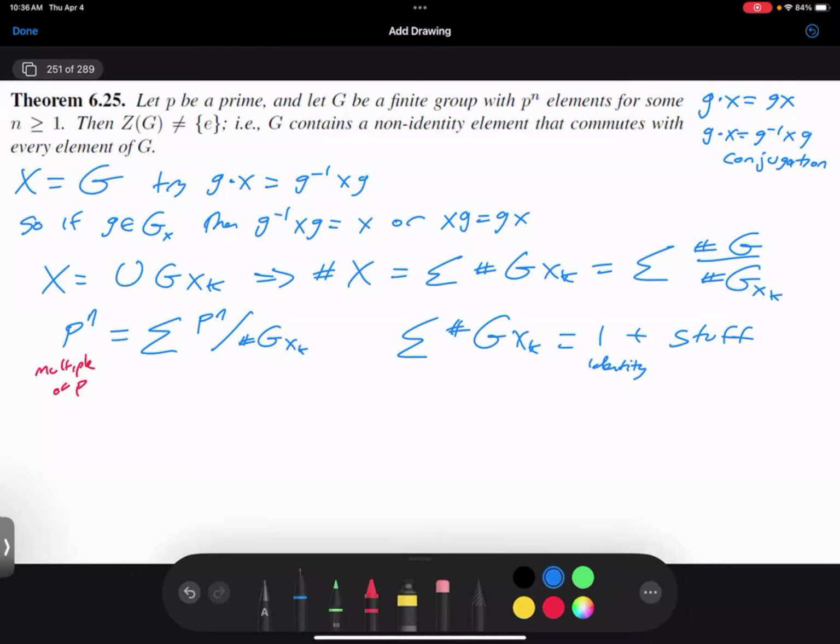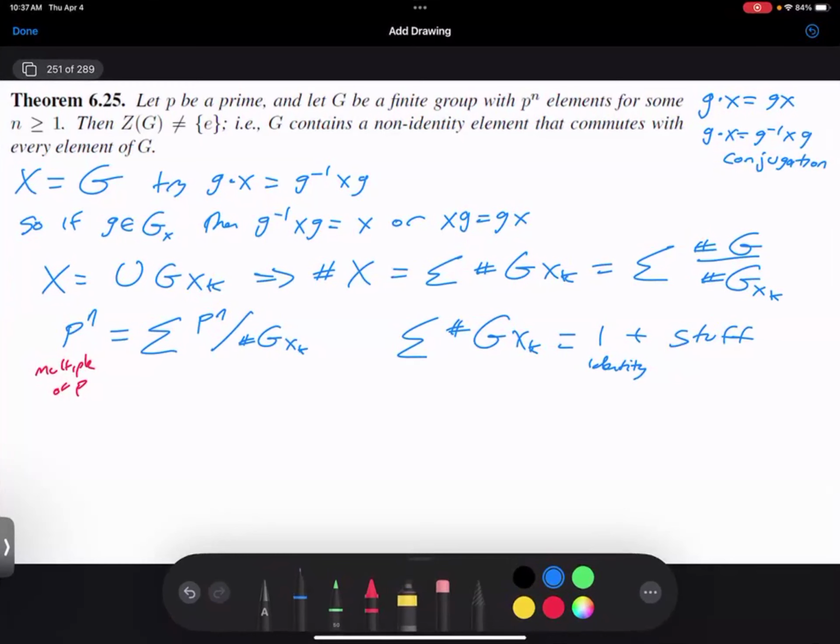But when you look at the cardinality of the stabilizers, what can you tell me about their size? Right, so G has p^n elements. The stabilizer is a subgroup of G. What can you tell me about the cardinality of the stabilizer? It should divide p^n. So there are two possibilities: it is either p^n or it's not.